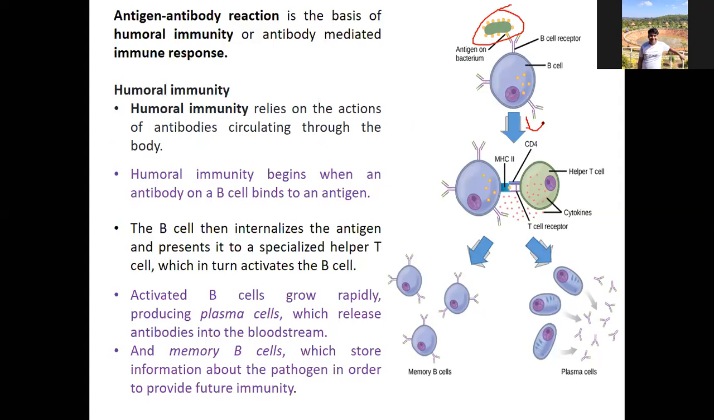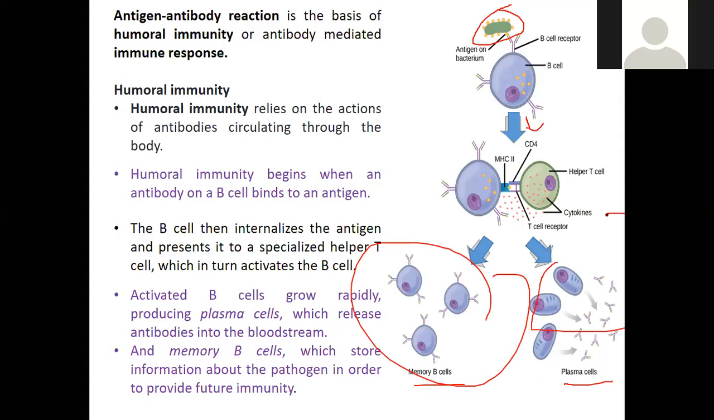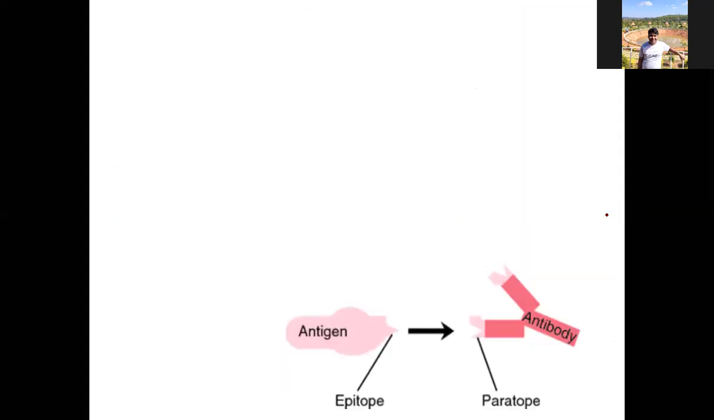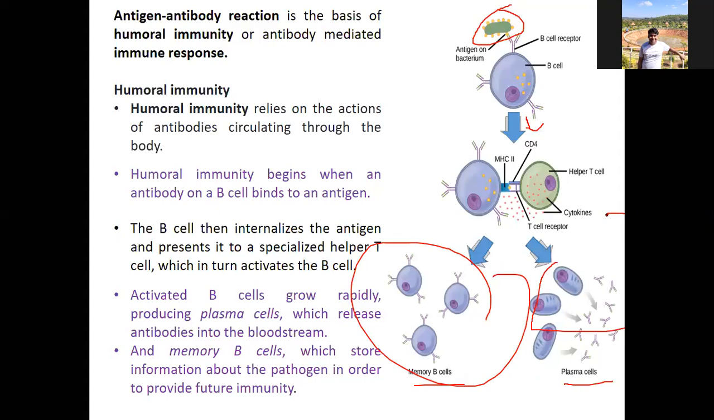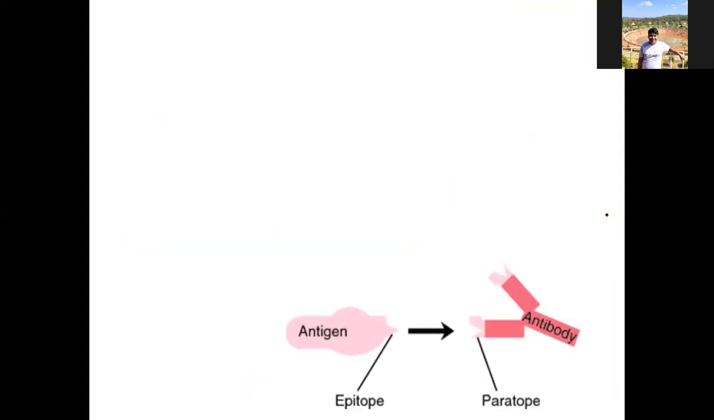wherein MHC2, as Professor Vishwanath was talking about MHC1 and MHC2, induces the production of two kinds of cells: the memory cells and the plasma cells. The memory cells play a role in future infections, whereas the plasma cells act at the current infection or current scenario. So this is how these antigen antibody interactions are triggered in the immune system or in the body.